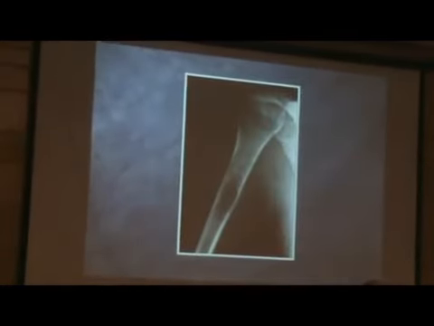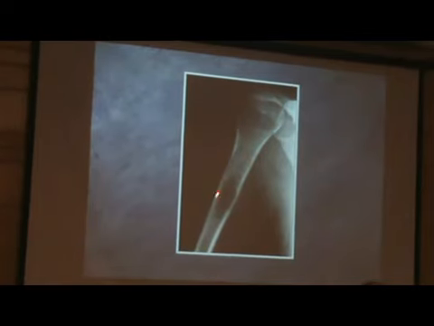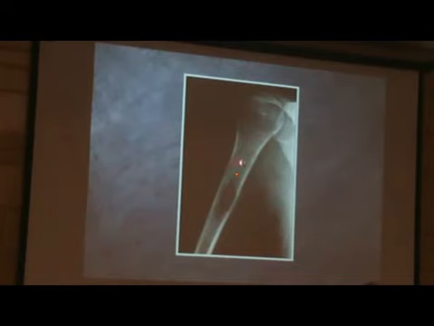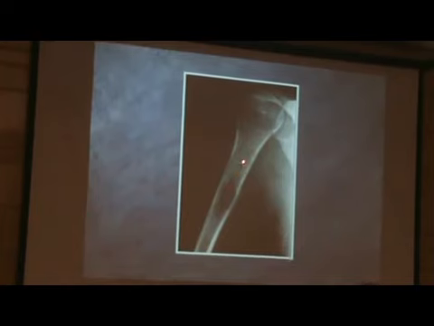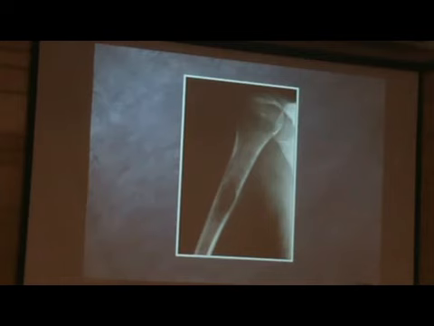Here's a patient with Ewing sarcoma. You can appreciate how permeative it is, that it's very difficult to see where the lesion starts and stops in this patient.